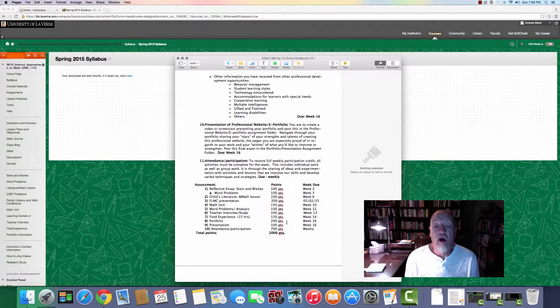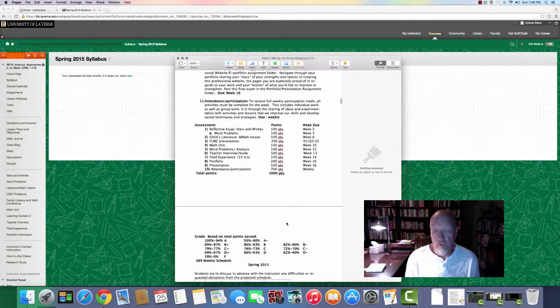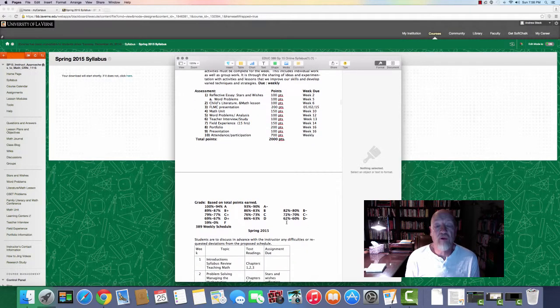Here are all of the assignments, the number of points they're worth, and what week they're done. And this is your grade equivalents for the letter grades, percentages.